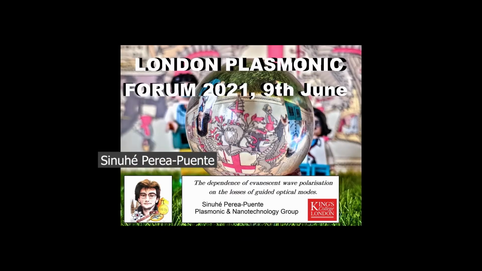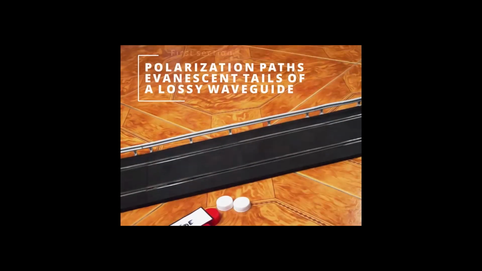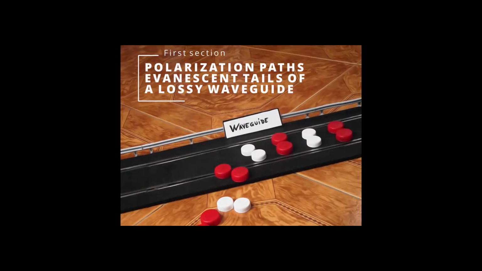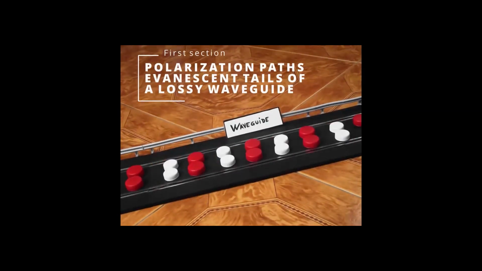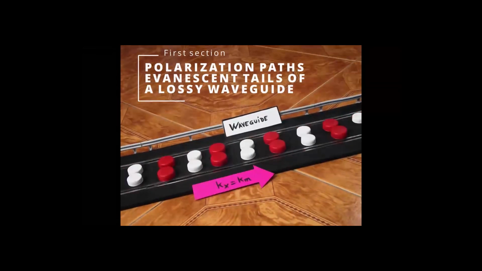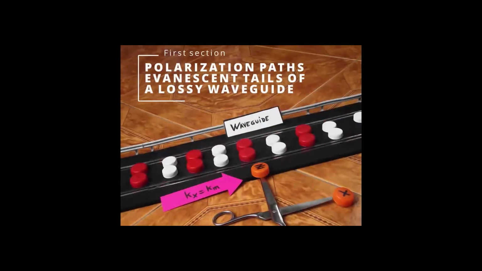Hello world, I'm Sinue and this is my poster video about losses, evanescent polarization and unidirectional coupling in guided optical modes. Our starting point will be this slab, mimicking a lossy waveguide where the electric field oscillates with a non-zero wave vector Km. In the paper, we demonstrate that the polarization of the evanescent tail and losses are really entangled.